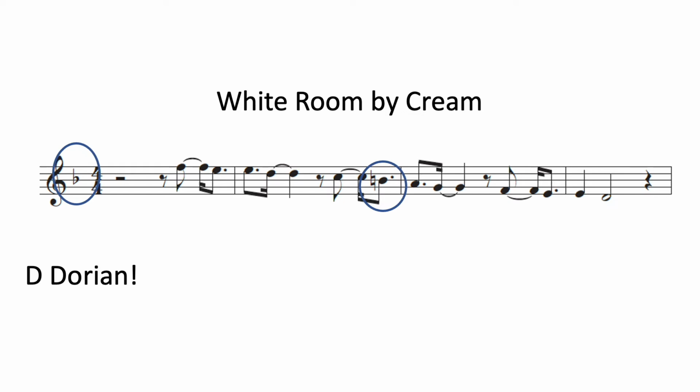Now even though this is Dorian, just like from D to D that we played on the piano before, it doesn't necessarily have to be D Dorian. It could be Dorian on any key. It could be F sharp Dorian, G Dorian. It just means that it resembles a minor scale with a raised sixth. Let's listen to White Room again.